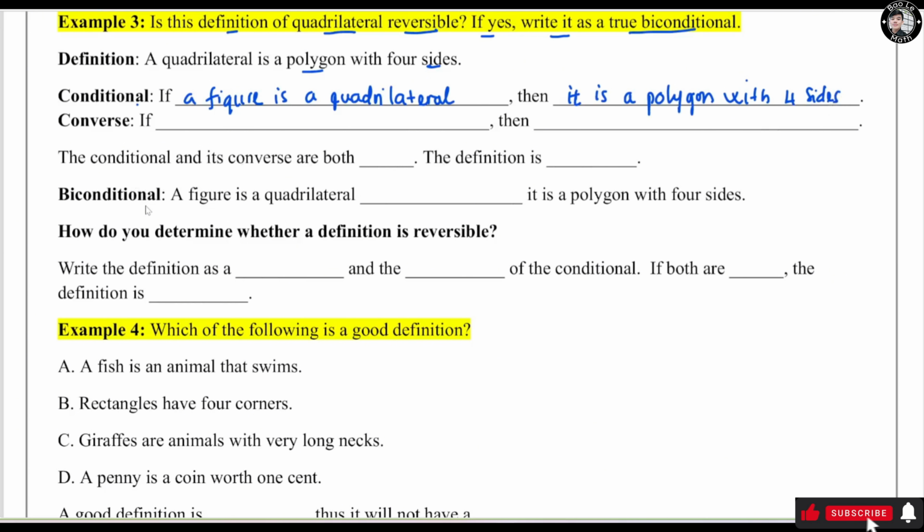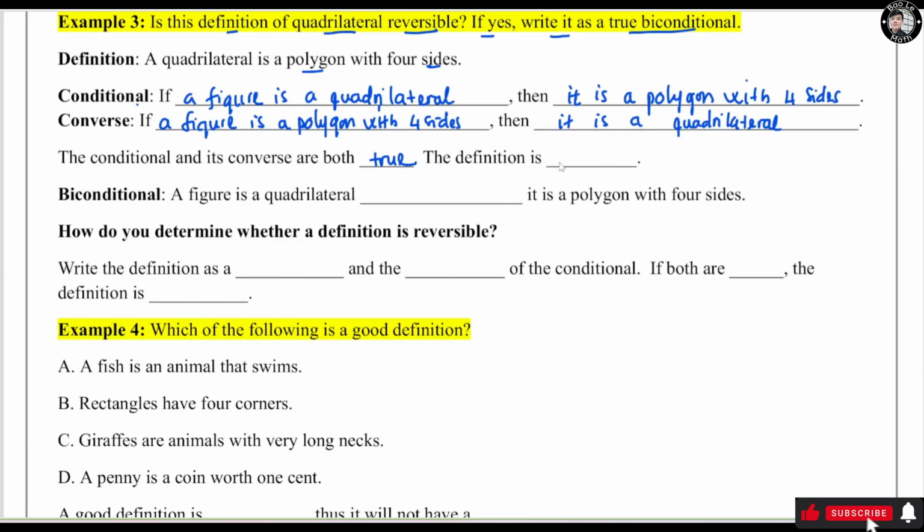Now, we're going to reverse the order. If a figure is a polygon with four sides, then it is a quadrilateral. The conditional and its converse are both true, right? If we check this, we see that they are true.